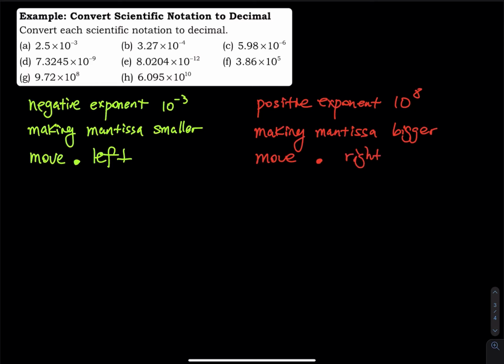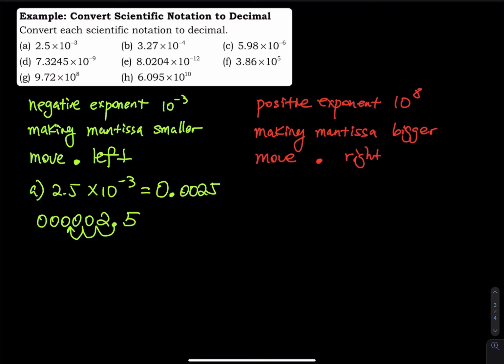Let's start with part A. In part A, I have 2.5 times 10 to the negative 3. So this is a negative exponent. That means we have to move the decimal point to the left. I prepare a few zeros and then 2.5, right? 3 steps. So 1 step, 2 step, 3 step right there. So that is equal to 0.0025.